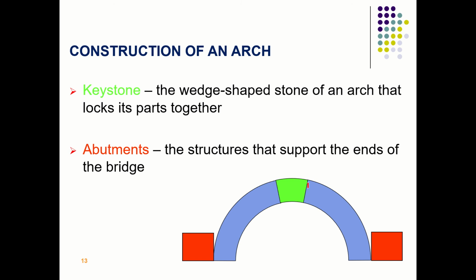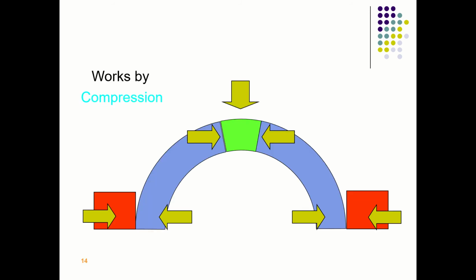Abutments, the structures that support the ends of the bridge or the arch. So as you can see that there is a big inclined reaction at the support. Okay, so as we have seen that this support or this reaction has two components, the vertical component and the horizontal component. So this horizontal component need to be resisted by a very strong structure that we called as abutment.